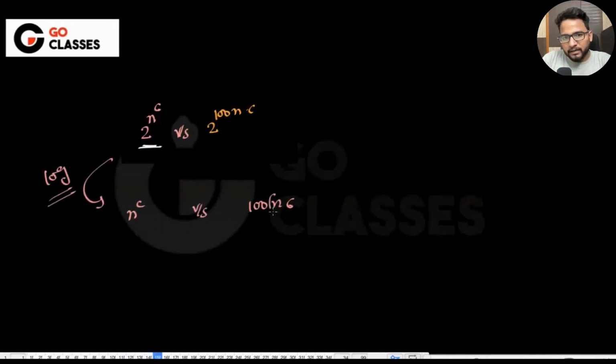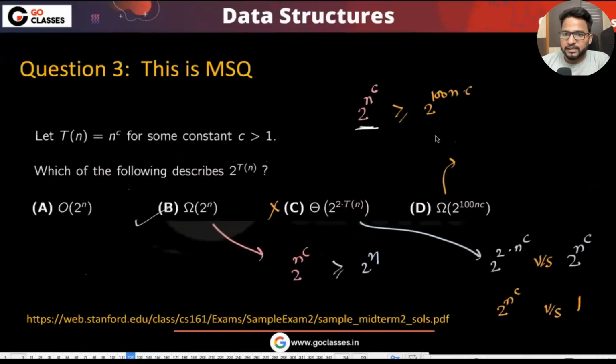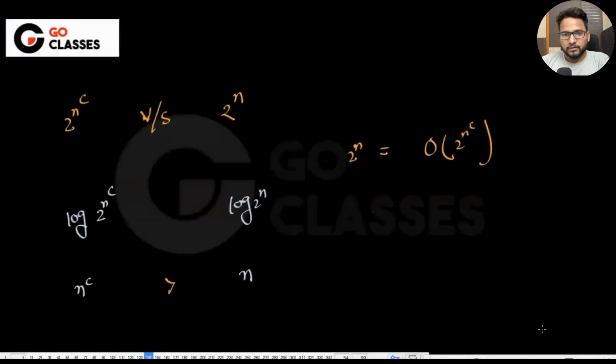This 100, this is just n. This is n power c, where c is strictly greater than 1. So obviously this is strictly greater. So 2 power n power c is strictly greater, and it is saying greater than or equal to, yeah, that is fine. So I think D is correct, right? Is this okay to everyone? D is correct. Just take log and compare these two functions, to see if this relationship holds or not.